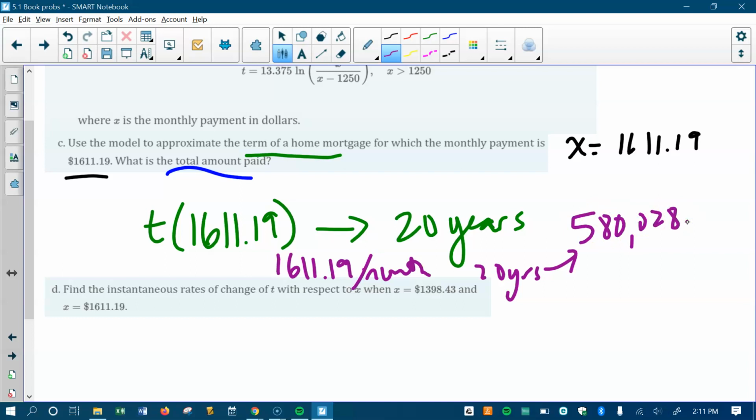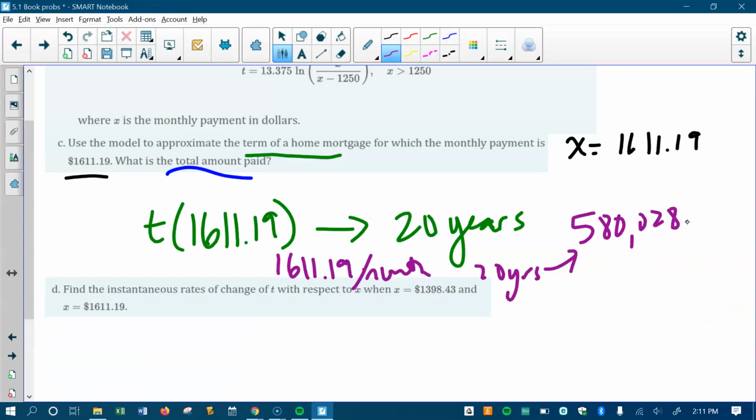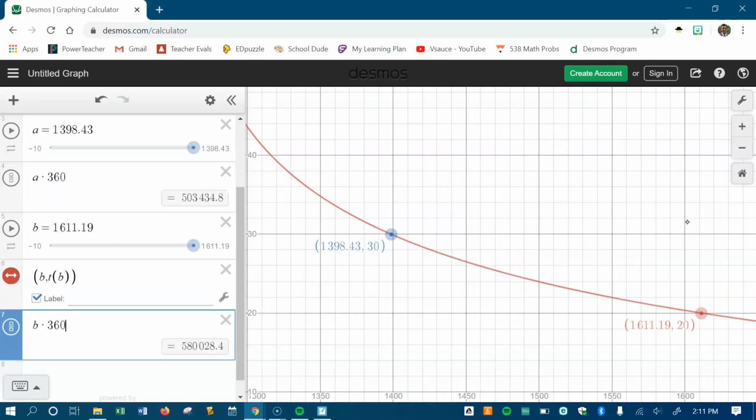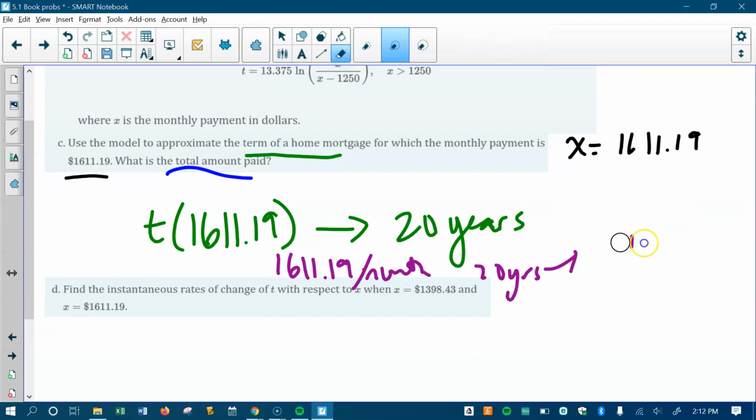580,028. Oh, hold on. Not 360, not 360. We only did it for 20 years, so we're going to do 12 times 20, which is 240. Okay, not 360. That was almost a big oopsie daisy. There we go. That looks a lot better. 386,685.6.